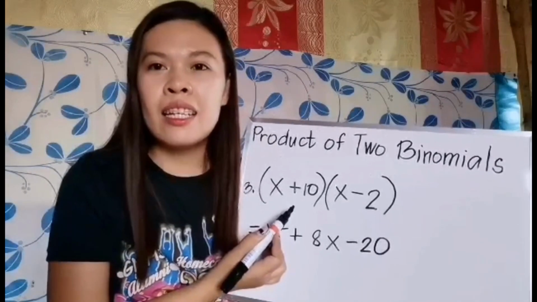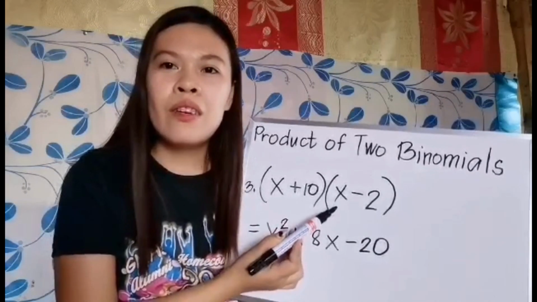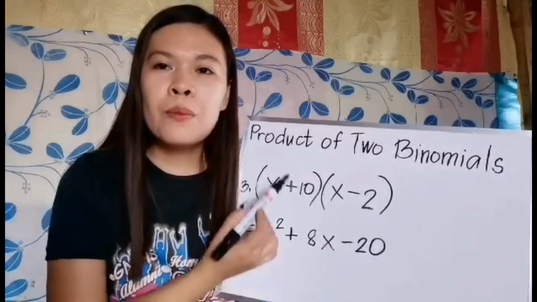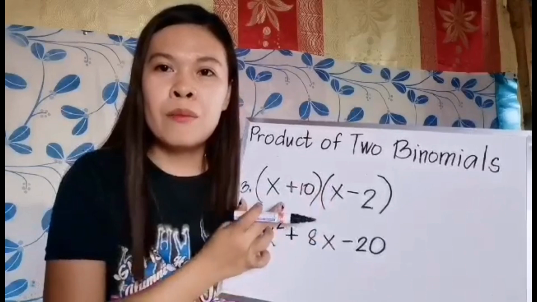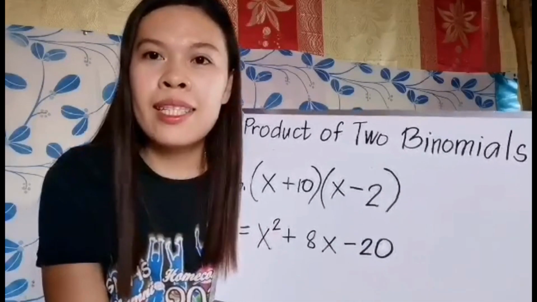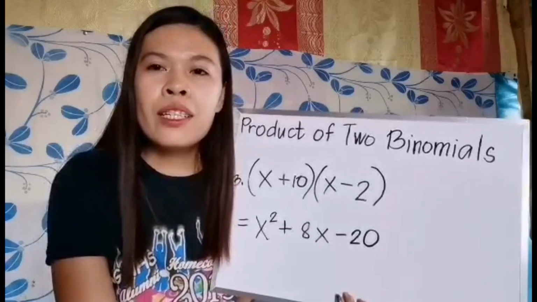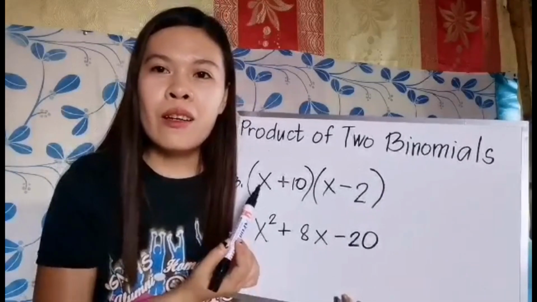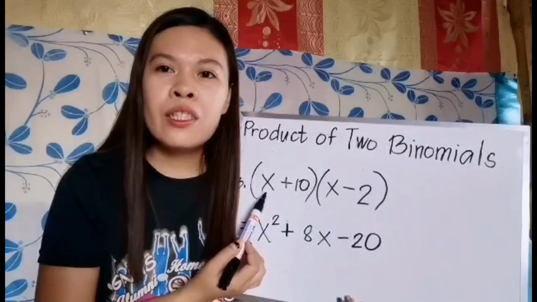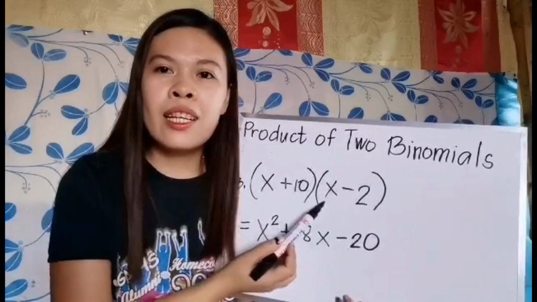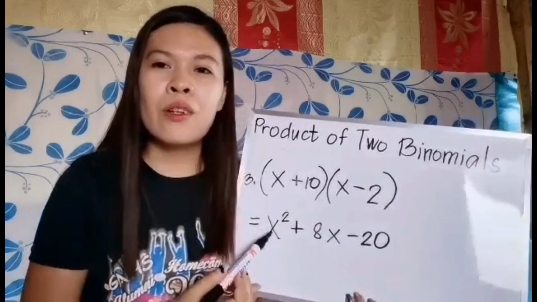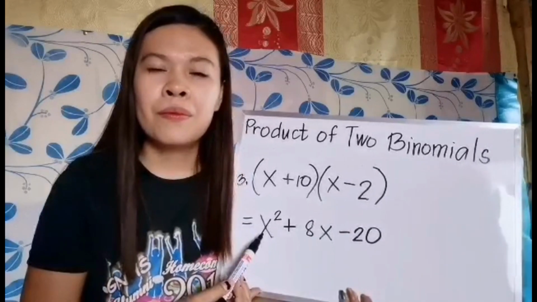The quantity of x plus 10 times the quantity of x minus 2. So we're still getting the product of two binomials, one binomial and another binomial. For our first step, all we need to do is get the product of the first terms. The first terms are x and x. x times x is equal to x squared.